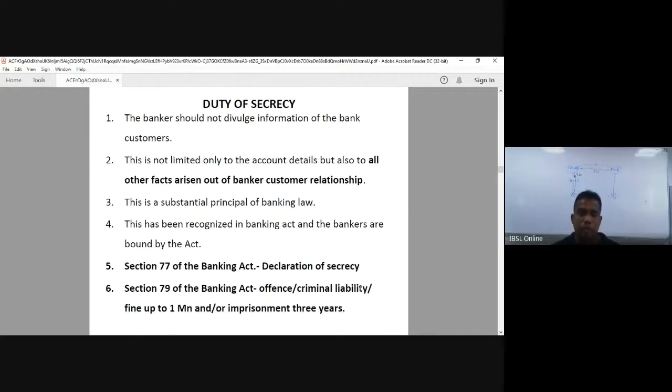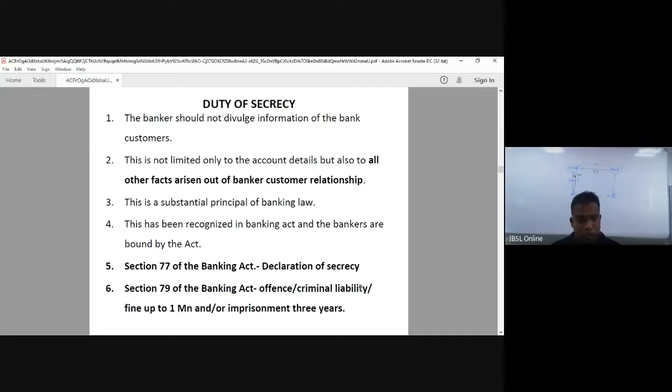Then we come to another duty, a duty of secrecy, a very important point under the banker customer relationship. Very, very important, duty of secrecy. One of the most important, I would say the most important duty cast upon the bankers under the banker customer relationship. That is the duty of secrecy. We call it the duty of secrecy.